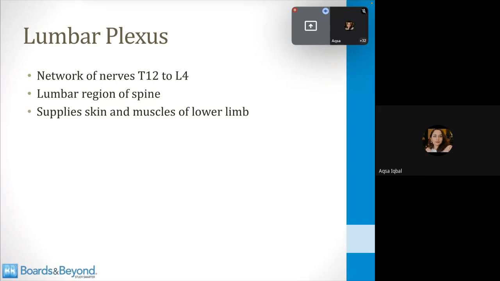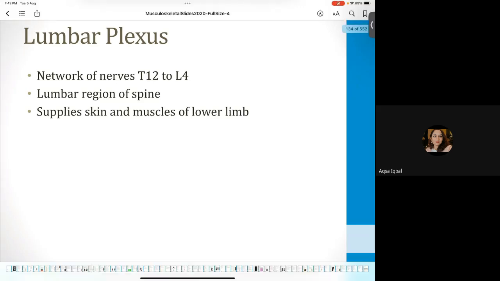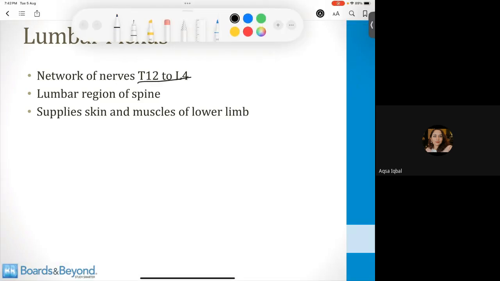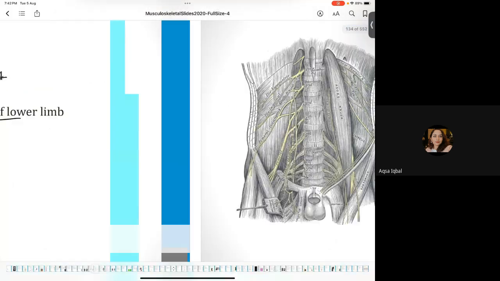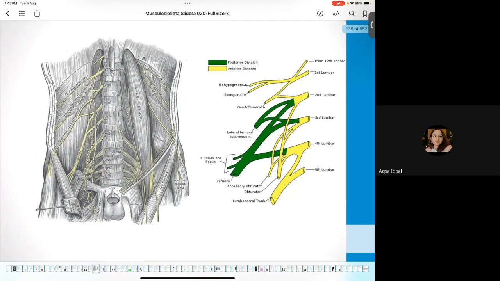In the lumbar region of your body you have certain plexuses, or collections of nerves, as well as in the sacral region. Collectively, they are called the lumbosacral plexus. And what is their goal? They are basically going to supply muscles in your lower limb, along with sensory supply to the skin. The lumbar plexus is a network of nerves which arises from T12 to L4, in the lumbar region, supplying the muscles of the lower limb along with some sensory supply.